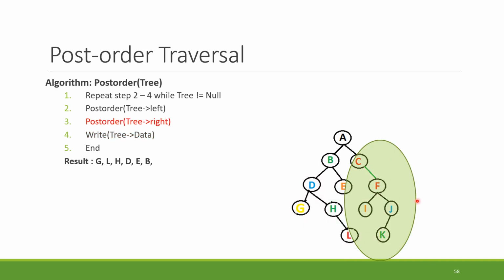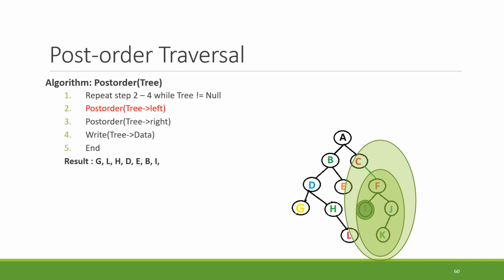In this right subtree again, go for left, right and root. So there is no left. Go for this subtree then, which is the right subtree. Now in this right subtree, you have a left subtree. So read that, which is to traverse I.